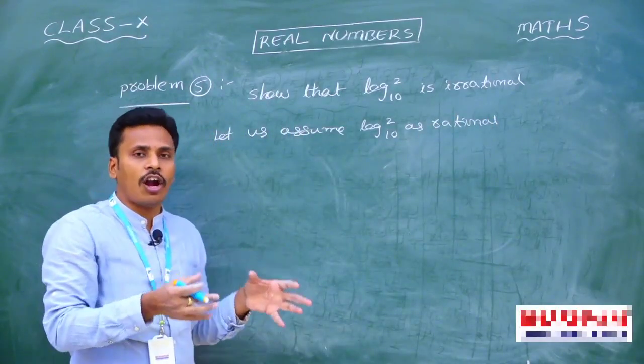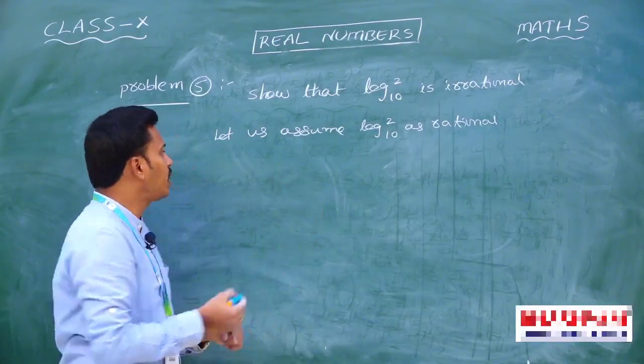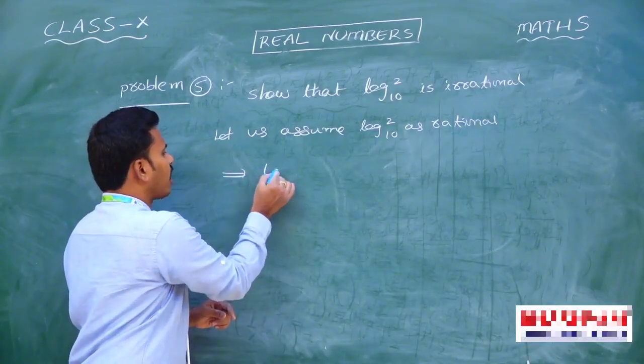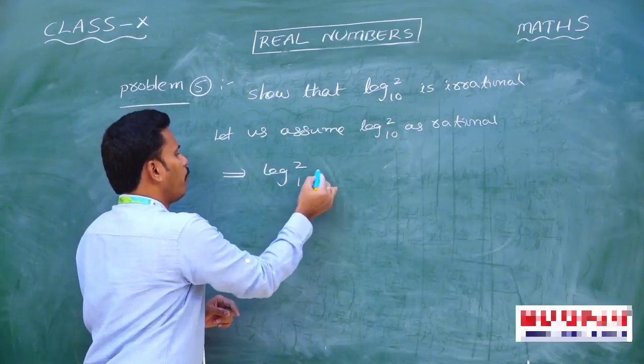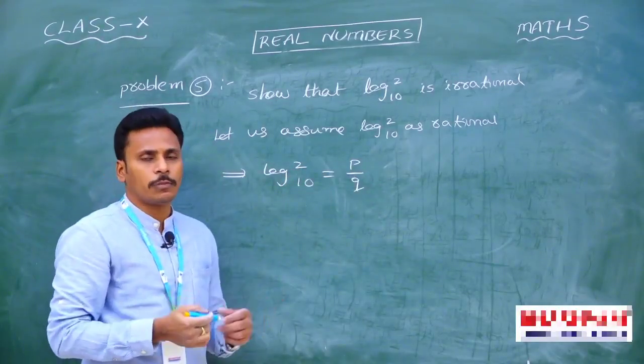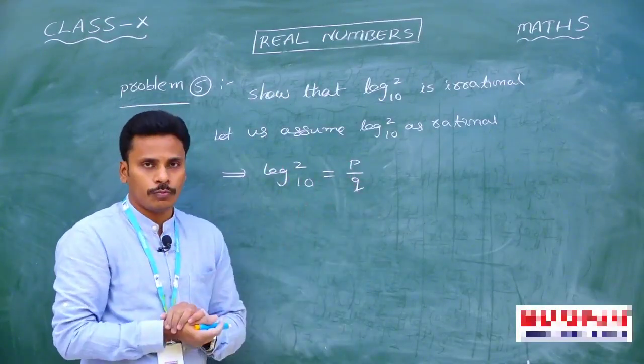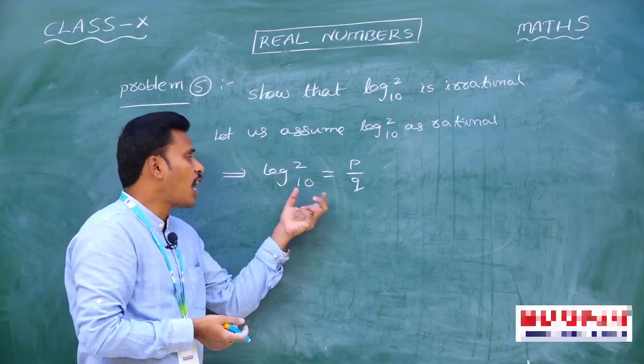We need to get a contradiction by using mathematical logic. Since log 2 base 10 is rational, we can write log 2 base 10 in the rational form p by q for some integers p and q. See, log 2 base 10 is equal to p by q. And this is the logarithmic form.